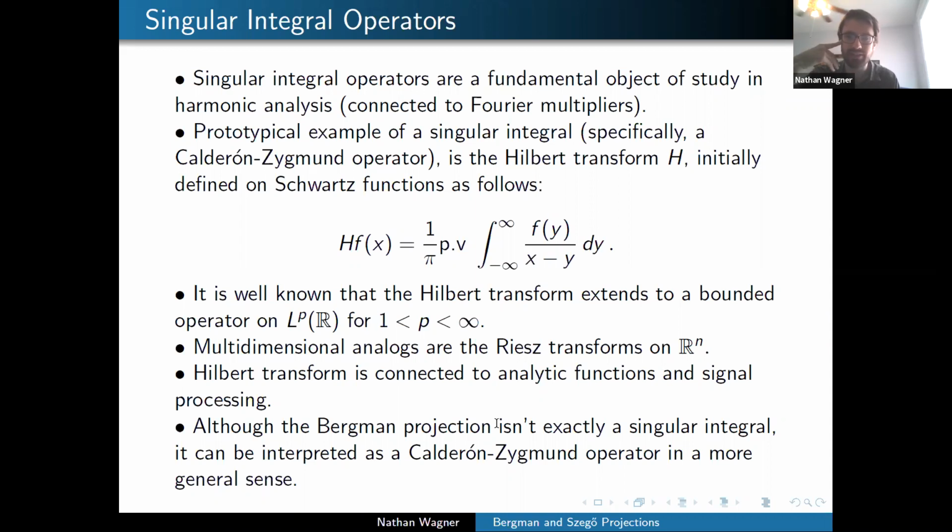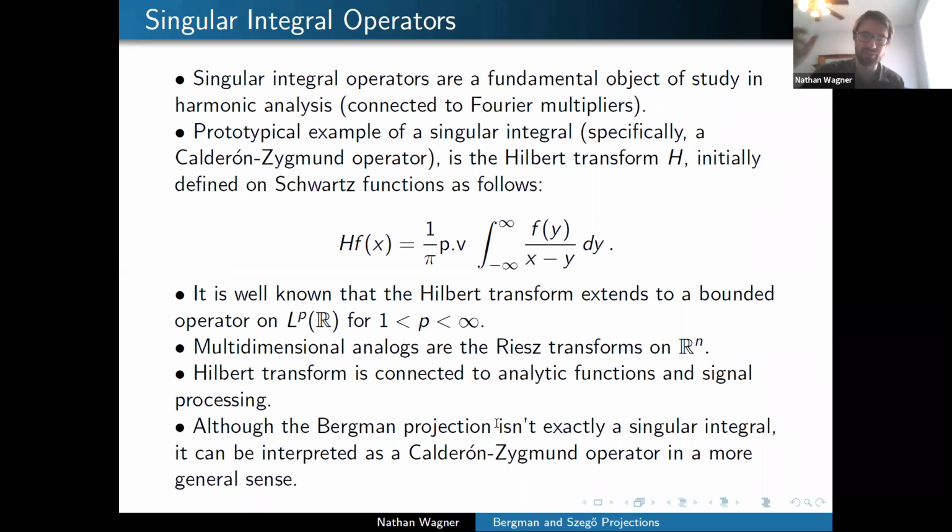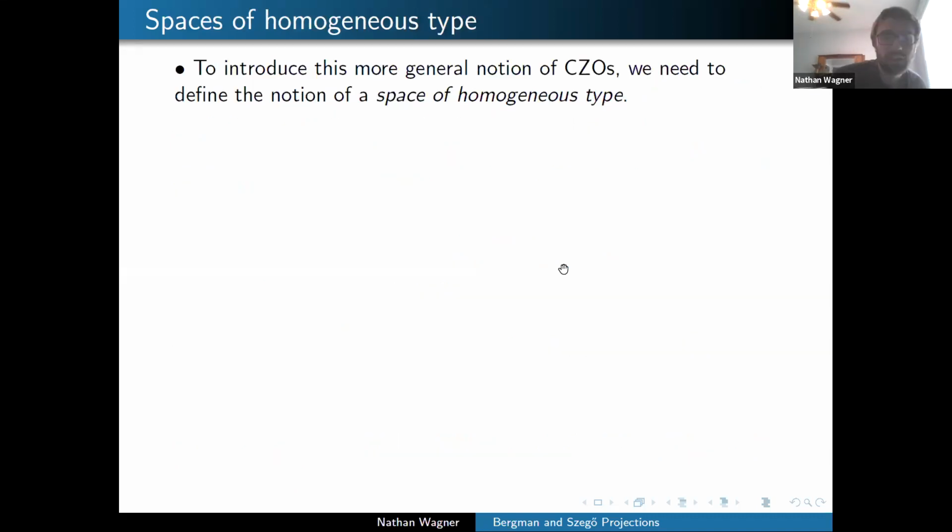So in a sense, it isn't a singular integral in this classical sense where you have a singularity on the whole diagonal. But it turns out that you can interpret the Bergman projection as a Calderón-Zygmund operator in a more general sense, and then you can use some of these tools in harmonic analysis that are really helpful. Okay, so I'm going to define a more general notion of a Calderón-Zygmund operator. But to do this, I need to define the notion of a space of homogeneous type.